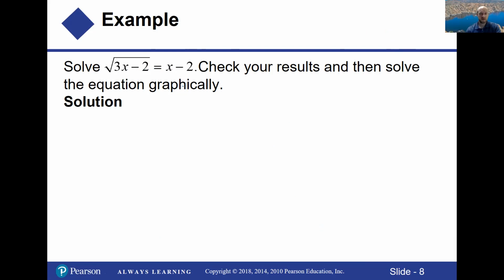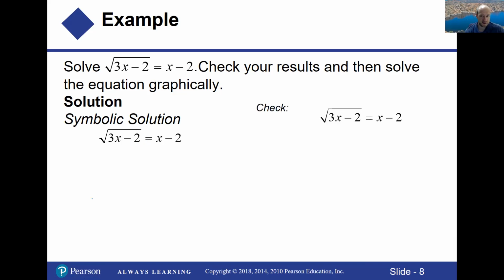So let's try to solve this, just like we normally would here. So I'm going to give what we call our symbolic solution. So let's go through the steps here. And then again, we will have to go ahead and check. So this one, the radical is already isolated, right? So I don't have anything else on one side. I have a radical on one side and I have other stuff on the other side. Okay, so I can just go ahead and get right into the steps.